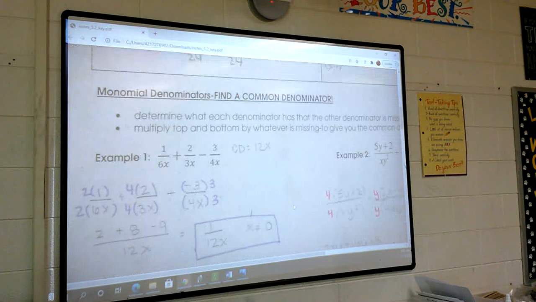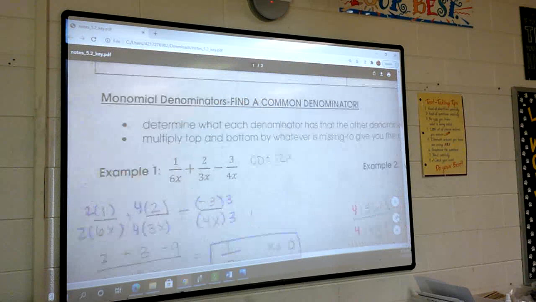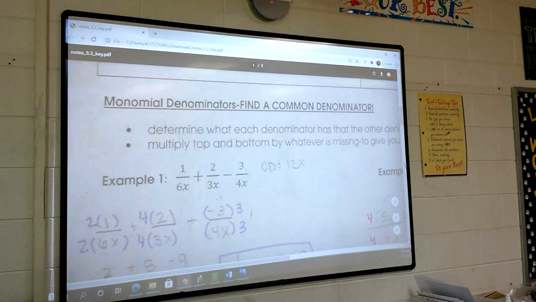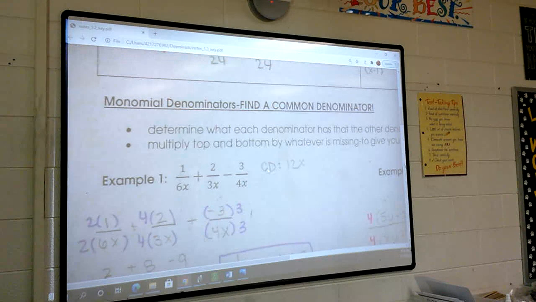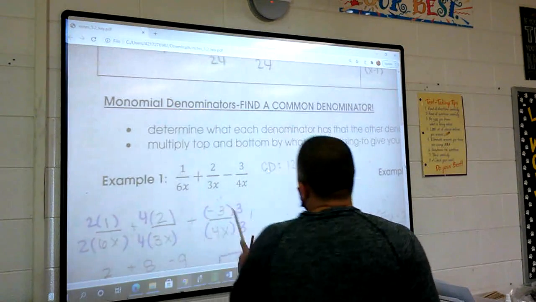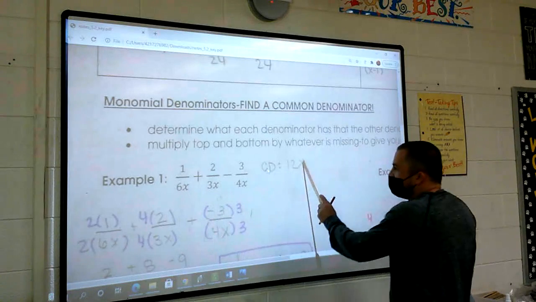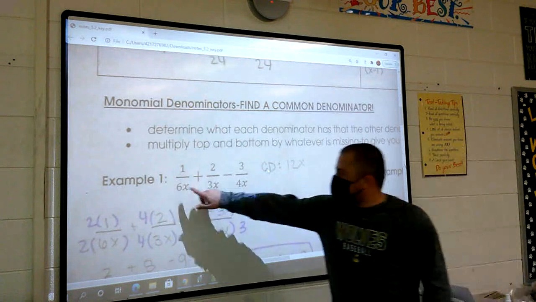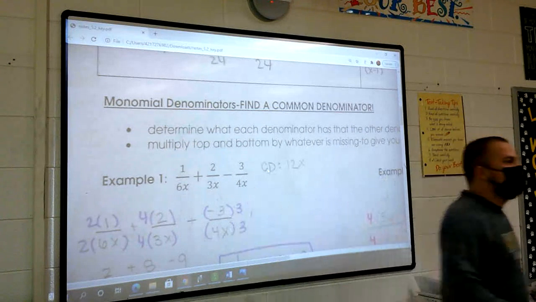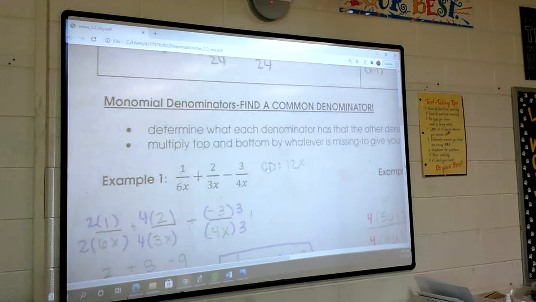Example 1 says 1 over 6x plus 2 over 3x, and I'm going to zoom in a little bit more, plus minus 3 over 4x. We want to find the least common denominator. All of them have an x in there, so we know x is going to be in our denominator. And then we have the numbers 6, 3, and 4. So we say, what's the smallest number that all 3 of those will go to? 3, 6, and 4 will all go to 12.